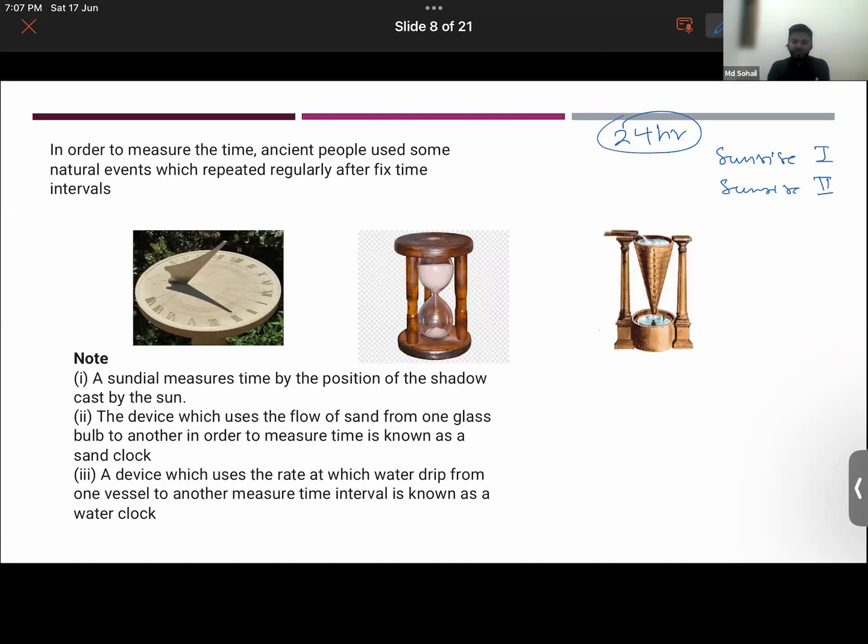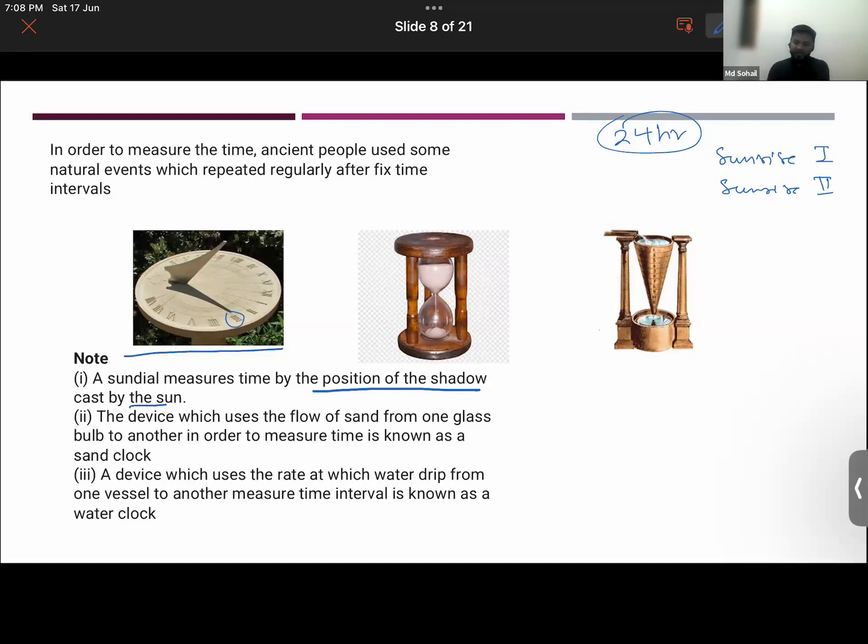Then they discovered several traditional tools to measure the time, which part of the day is showing which time. So the first one was the sundial. How does a sundial show time? It shows time by the position of the shadow of the sun. The shadow which falls on the number shows the time in a given day.